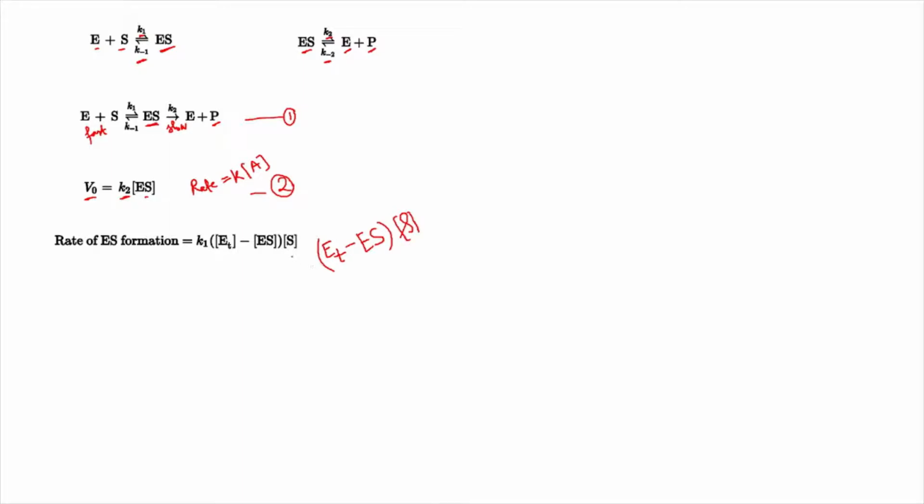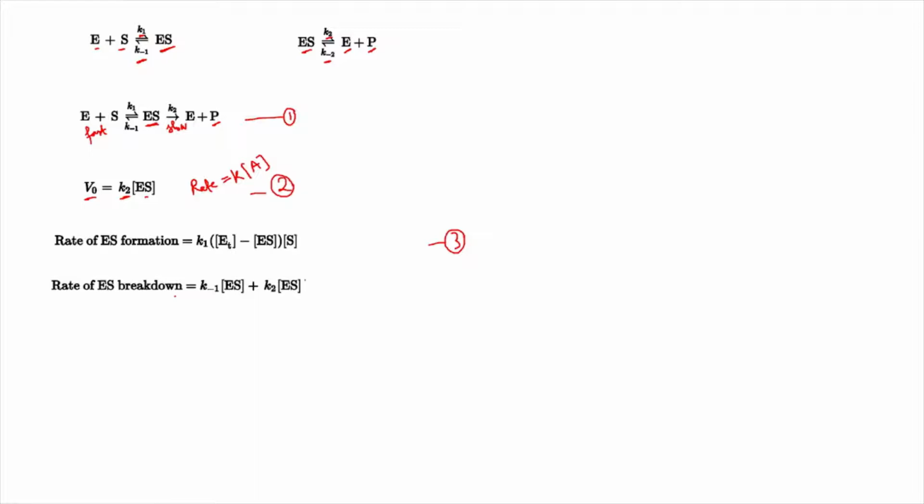If you multiply the rate constant with this whole expression, you get the rate of ES formation. So the rate of enzyme substrate complex formation is K1, the rate constant, into the free enzyme present within the reaction system, multiplied by S, the concentration of the substrate. That free enzyme is capable of binding to the substrate. So this is another equation, equation number 3.